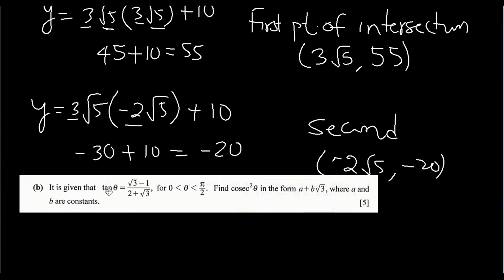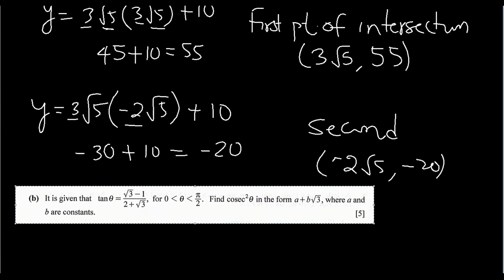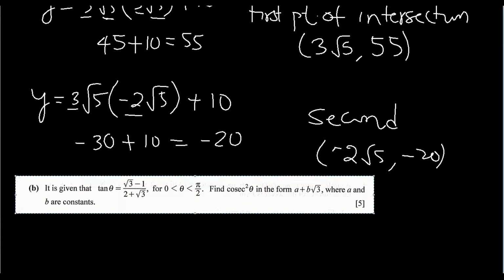Alright, what is next? B part. They have given you tan theta, and theta is between 0 and pi by 2. Find cosecant square theta, and this format should be there. Okay, there are two ways. Let me take the difficult one, which is assumed to be difficult, but it is not exactly difficult.